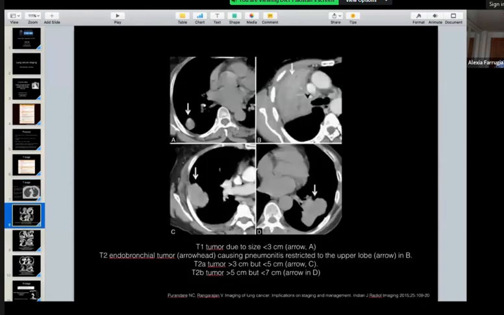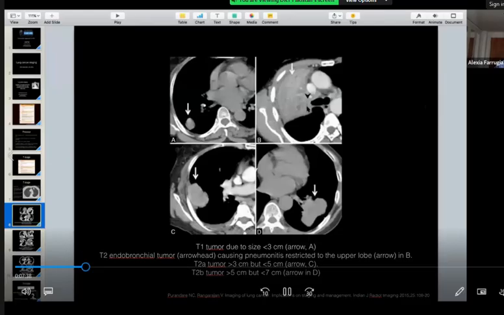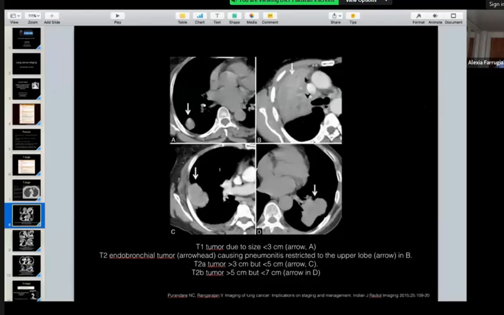So here we have a few more examples. T1 tumor, less than 3 centimeters over here. A T2 endobronchial tumor causing pneumonitis and collapse restricted to the upper lobe. So this is a T2 tumor. And then based on size, a T2A tumor and a T2B tumor, because this measures more than 5 centimeters, but less than 7 centimeters.